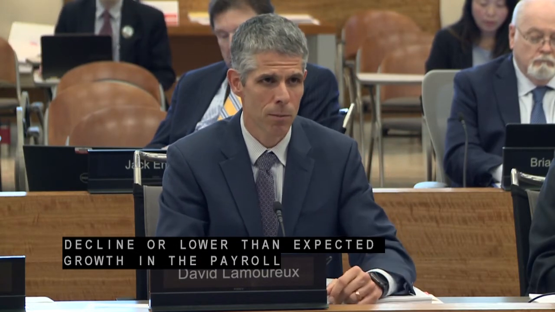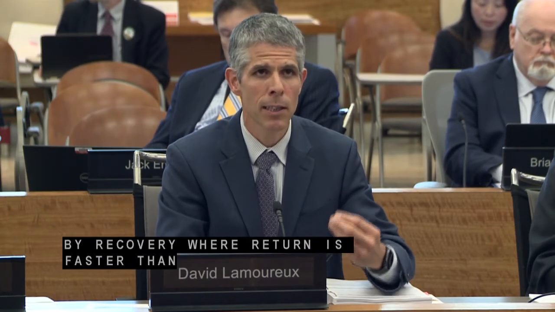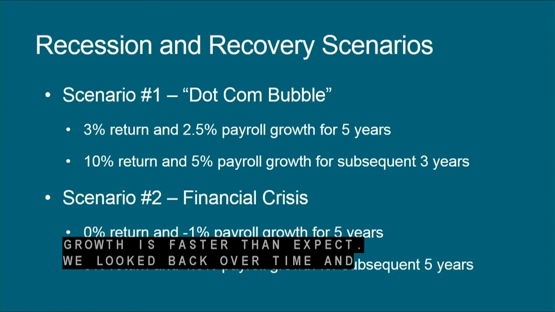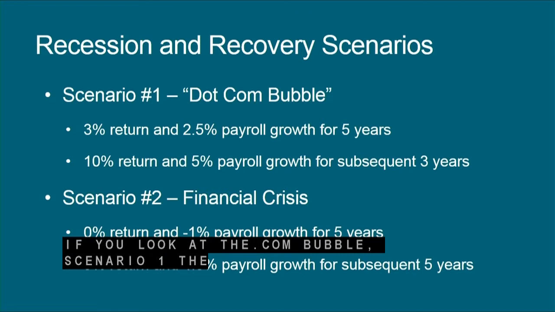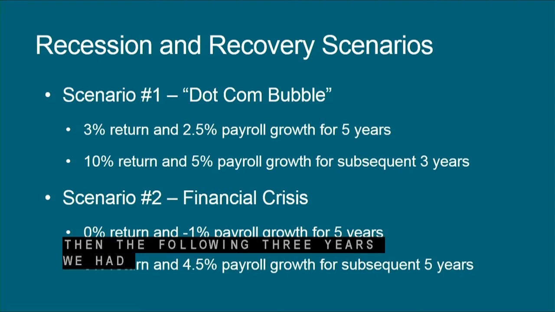So we went back in time at the last two recessions and asked, how did they look? It's interesting. If you look at the dot-com bubble, we'll call it scenario one, we had a 5-year period where the investment return was 3% on average, and our payroll still grew, but at 2.5%, lower than expected. Then the following 3 years, we had 10% returns on average, and payroll grew at 5%. So you see a down followed by a recovery.